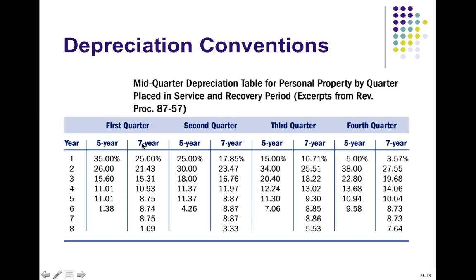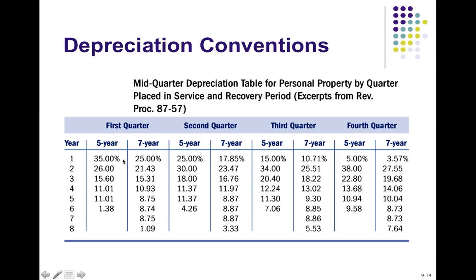If you purchased it in the first quarter, you're going to use these percentages. Second quarter, you're going to use these percentages, and so on, okay? And just as a comparison, if you go back and look at the half-year convention table, if we have a 5-year asset, the first year's percent is 20%.